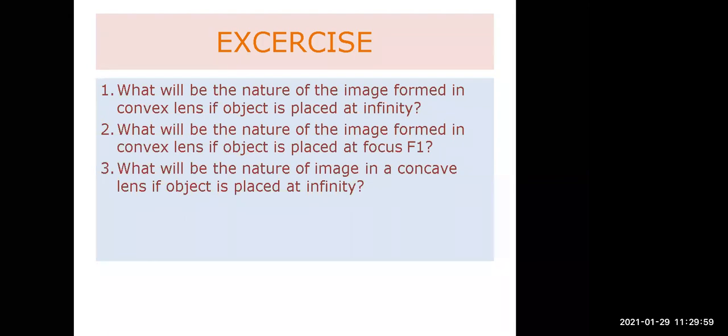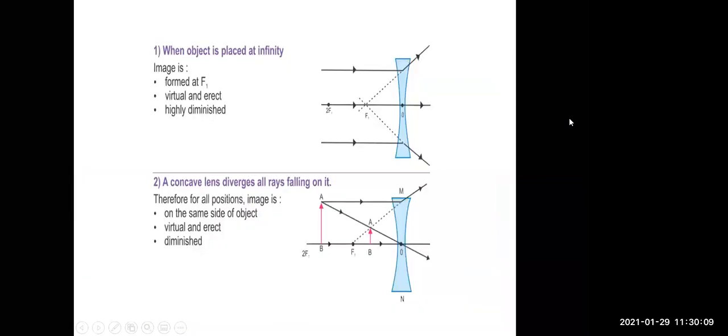Okay. Whenever the object is placed at an infinite distance, the position of the image will be on the first focus and it will be a point image. I will show you. Okay, so here in this case, you can see that a point image is formed and it is virtual and erect. First case, that is whenever the object is placed at an infinite distance.